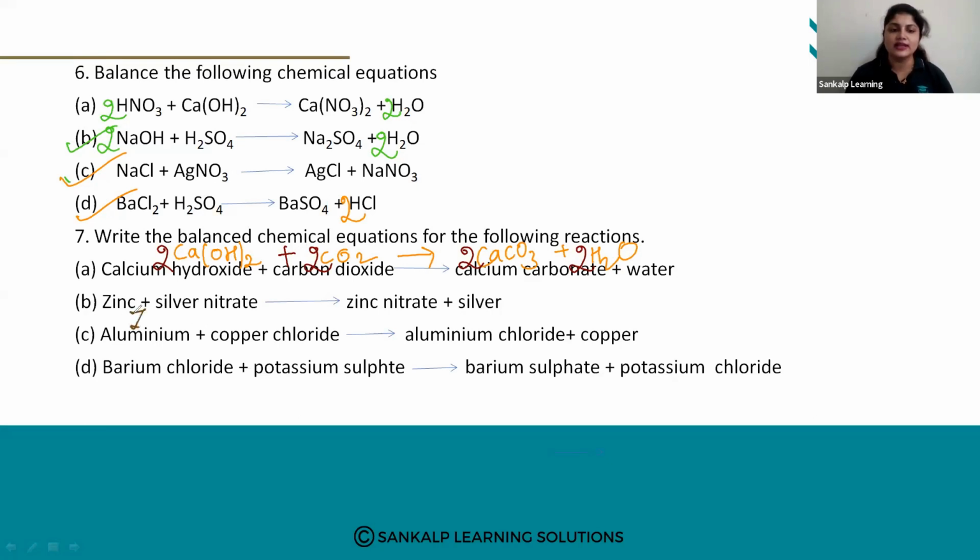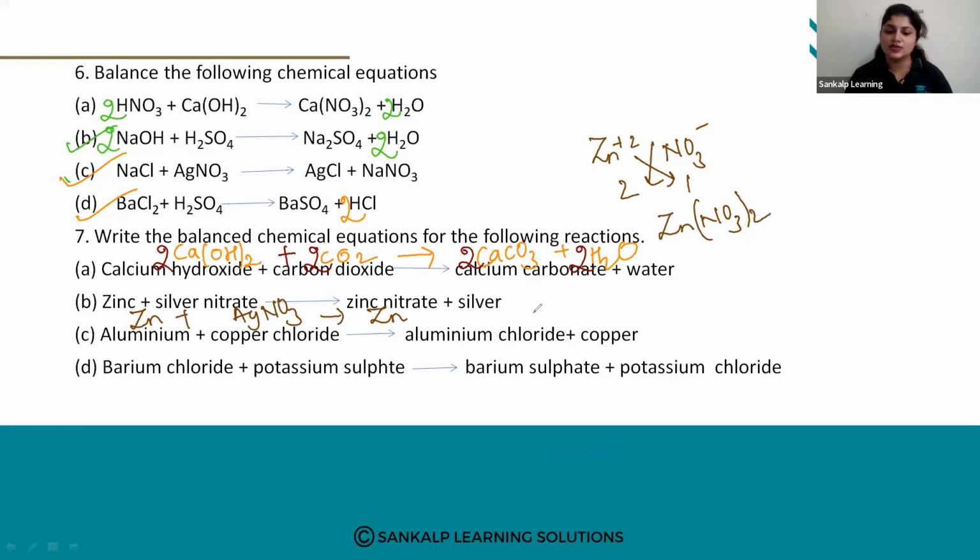Zinc. Okay, zinc is Zn plus silver nitrate. Silver nitrate is AgNO3, giving you zinc nitrate. Zn is plus 2, nitrate is NO3 minus. Now write the charge. This is 1, so crisscross. So it becomes ZnNO3 twice. So this becomes ZnNO3 twice.